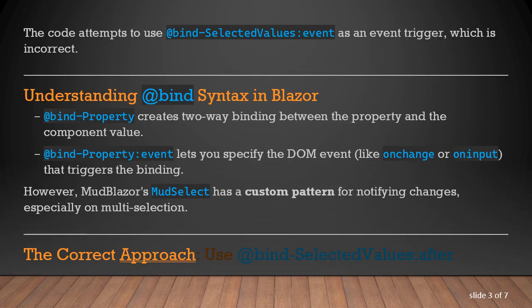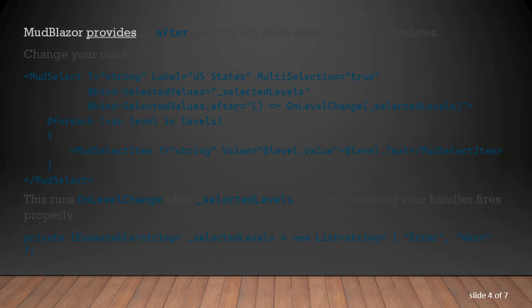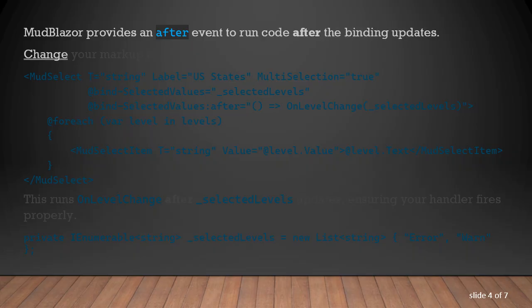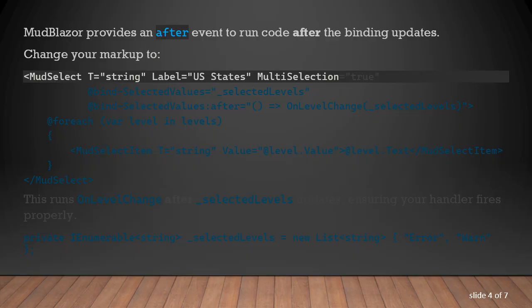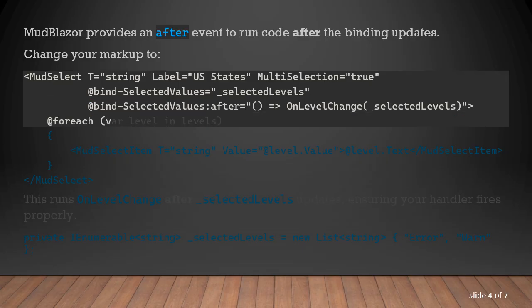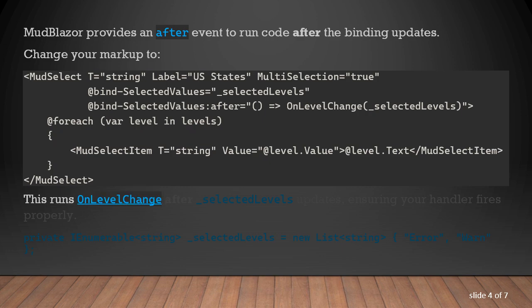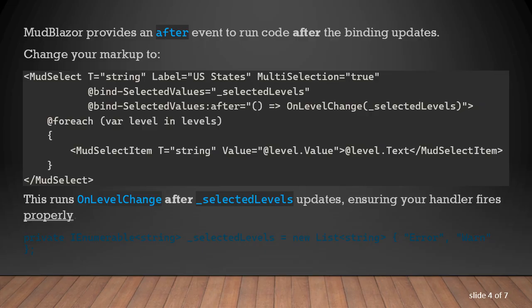The correct approach: use @bind-SelectedValues:after. MudBlazor provides an after event to run code after the binding updates. Change your markup to this. This runs OnLevelChange after _selectedLevels updates, ensuring your handler fires properly.